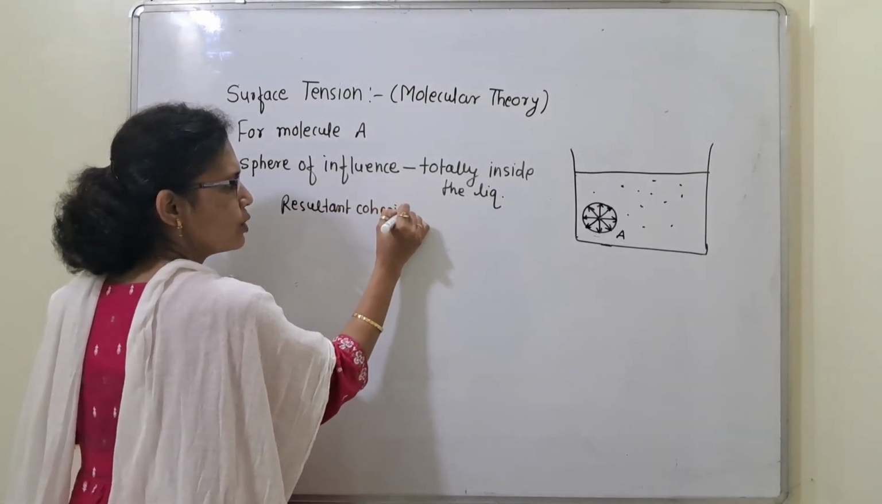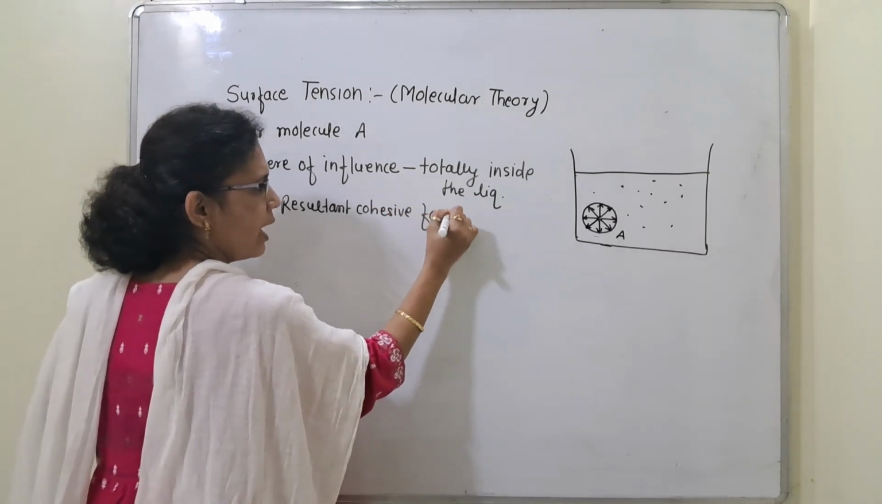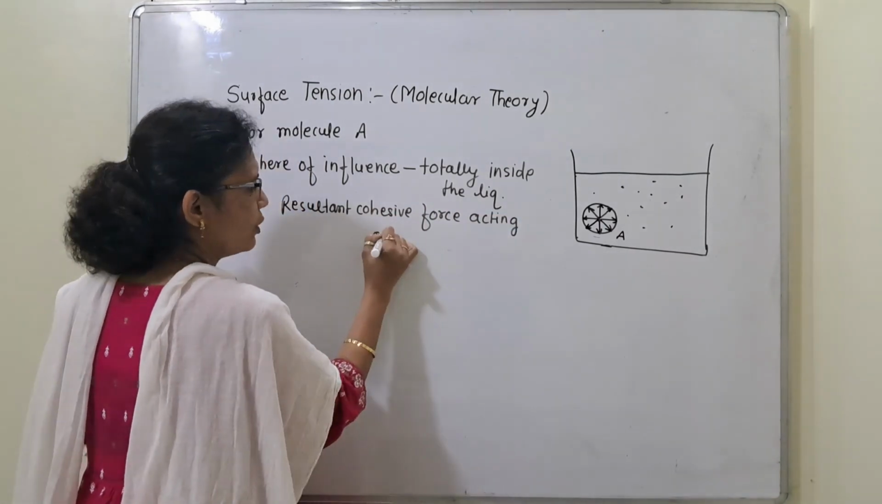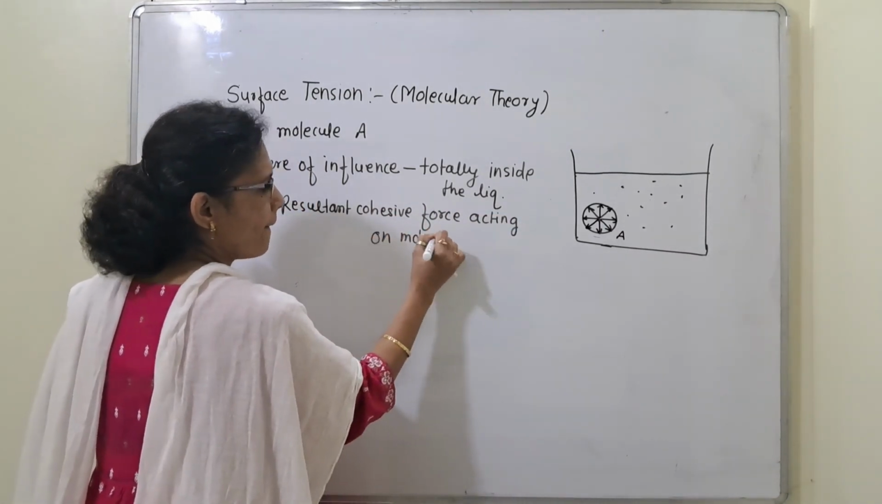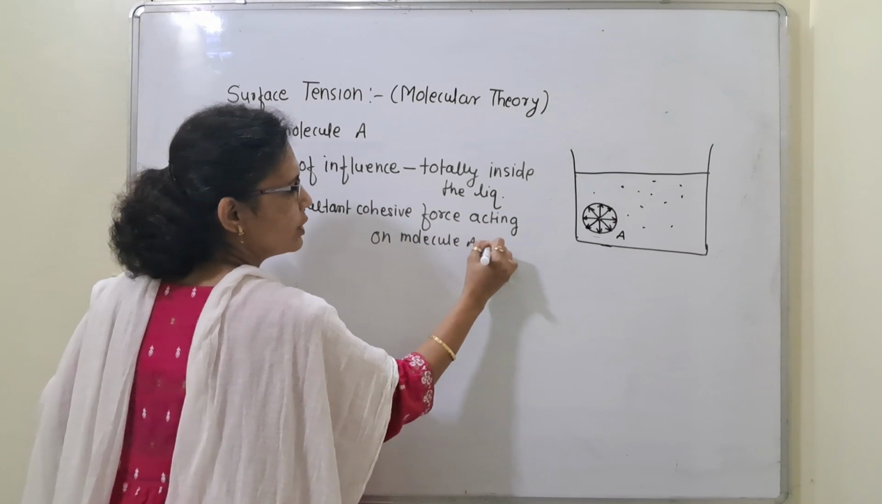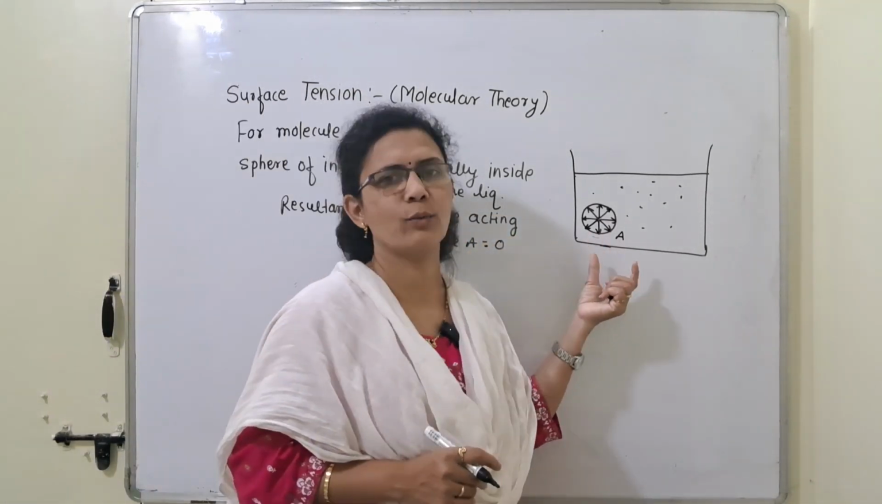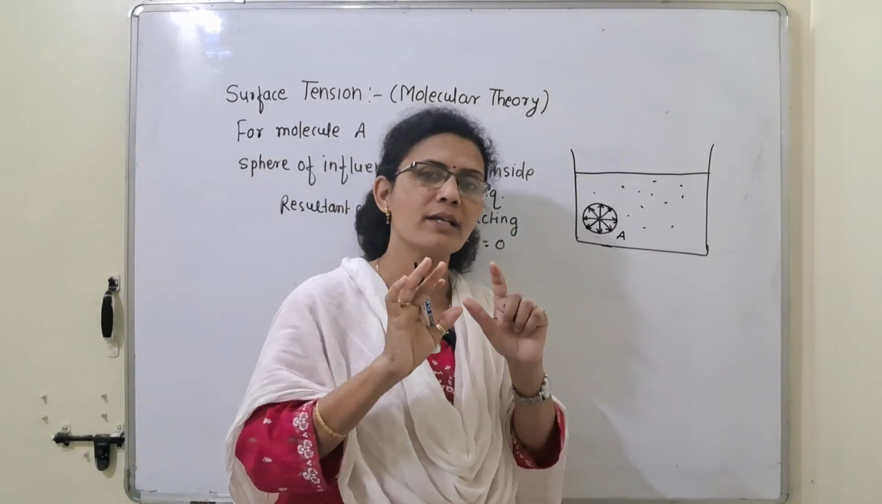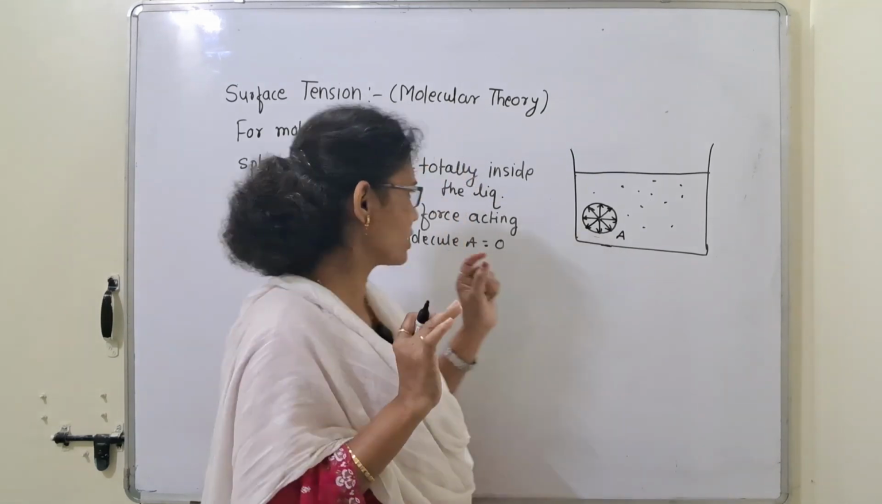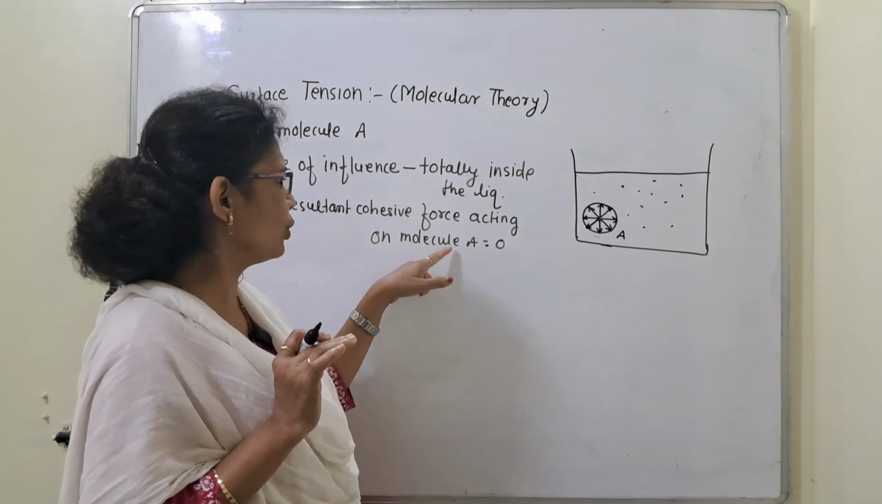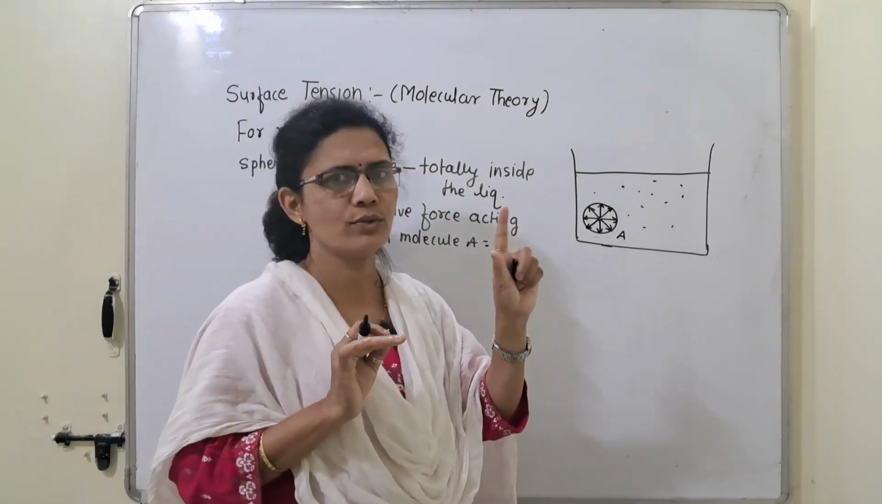Resultant cohesive force acting on molecule A is equal to 0. Resultant cohesive force जो ऍक्ट होणार आहे molecule A वर तो पूर्ण काय असणार आहे 0. Net cohesive force, that is resultant cohesive force acting on molecule A is equal to 0.